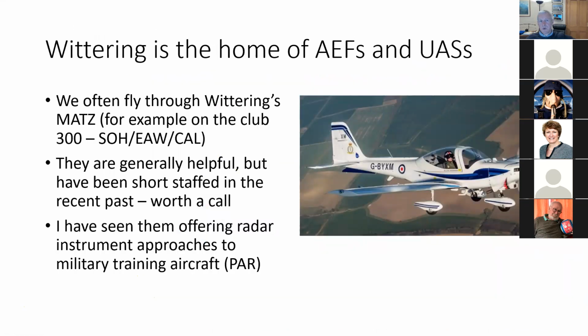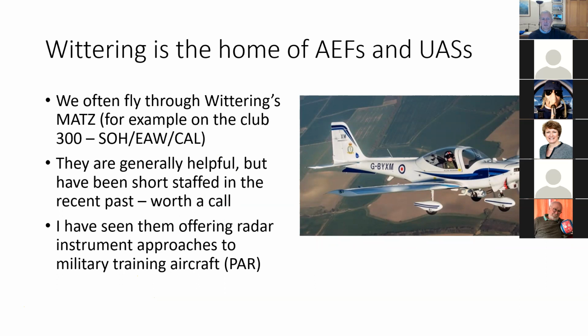Okay. Let's move west a bit, to Wittering. If you're doing the Club 300, so East or Calvert, Railway Junction, you're going to at least once go through Wittering's MATZ probably. And that's quite different. That's the home of air experience flights and university air squadrons. And they fly these things, little Tutors. They're generally pretty helpful, but over the last couple of years, they've been fairly short-staffed. So it's difficult to get much out of them, but again, worth the call.